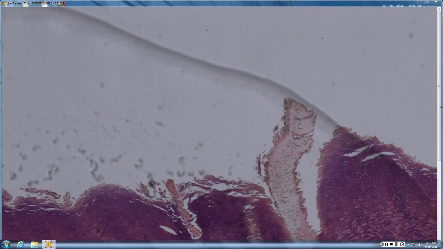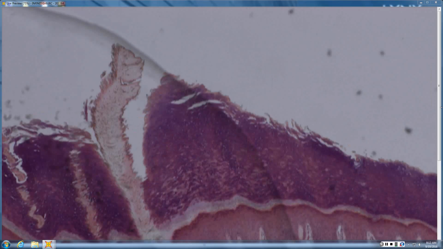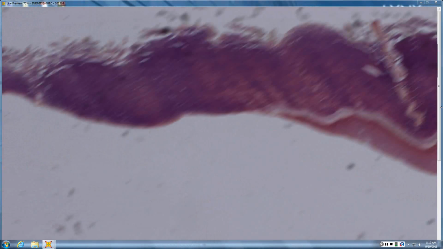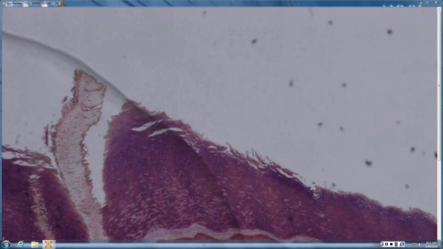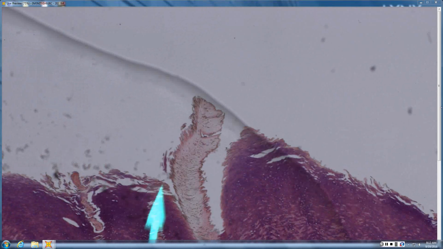Okay, Rachel. Okay, so we've got a very superficial shave. Yep. Looks like acral skin. And then there's a coronoid lamella, so poro.